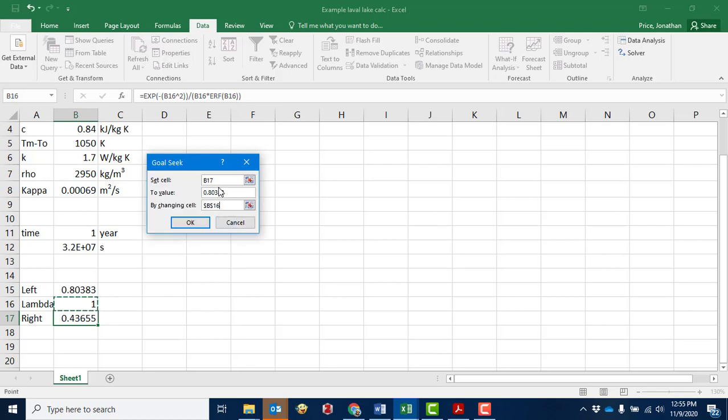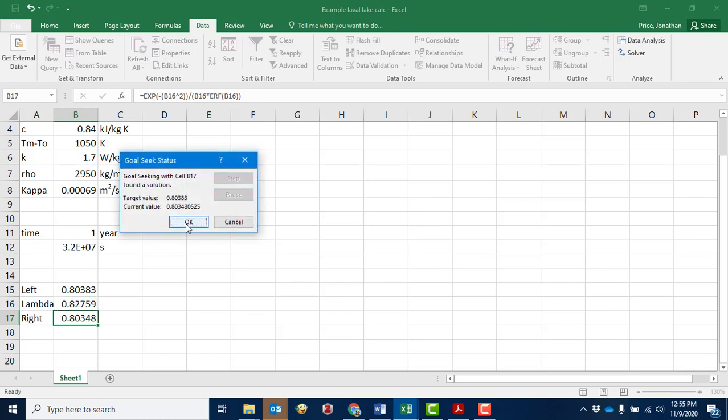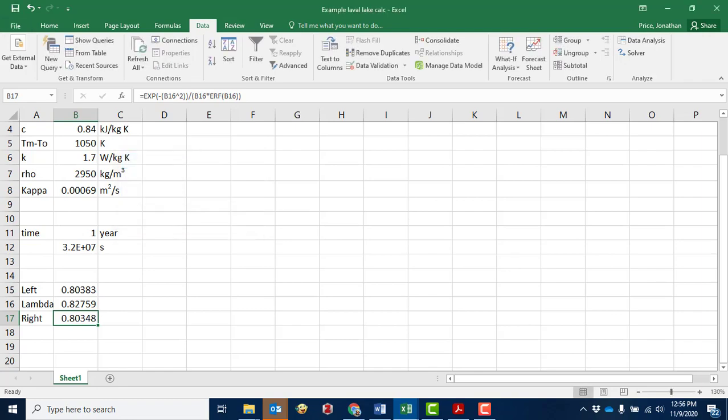So there we go. It's going to try to get B17 to equal this number by changing the numbers it puts into B16. So it's going to disregard my 1 and start with some other numbers. This is called iteration. It's just going to keep cranking through it until either it resolves or goes through enough steps that it can't find a solution. So I'm going to hit OK, and just like that, it's going to calculate it out. So it decided the right lambda for this is 0.82759.